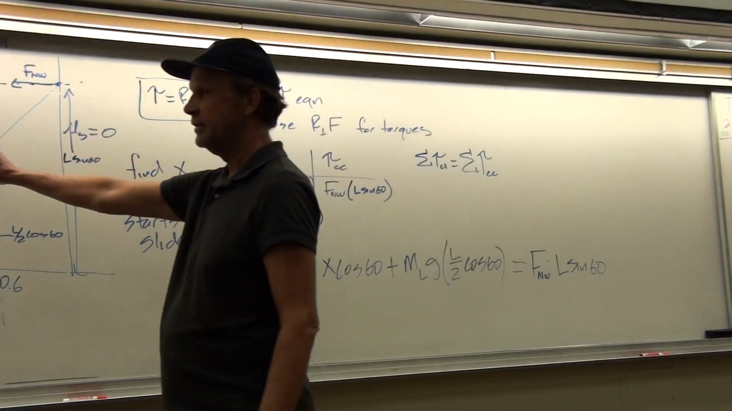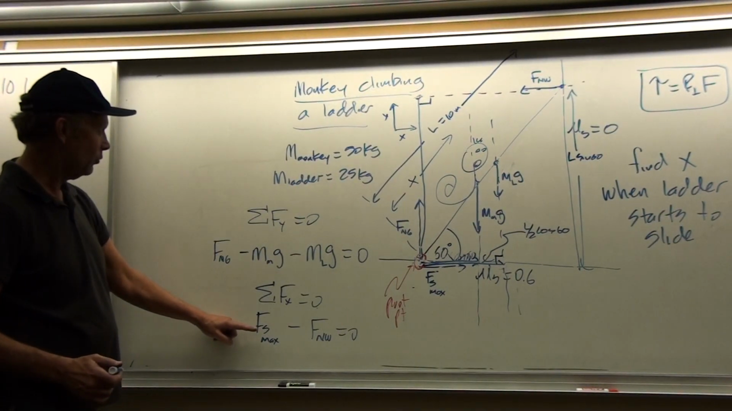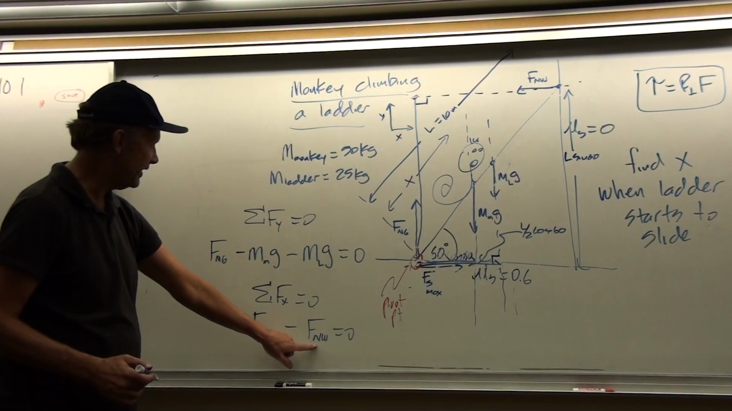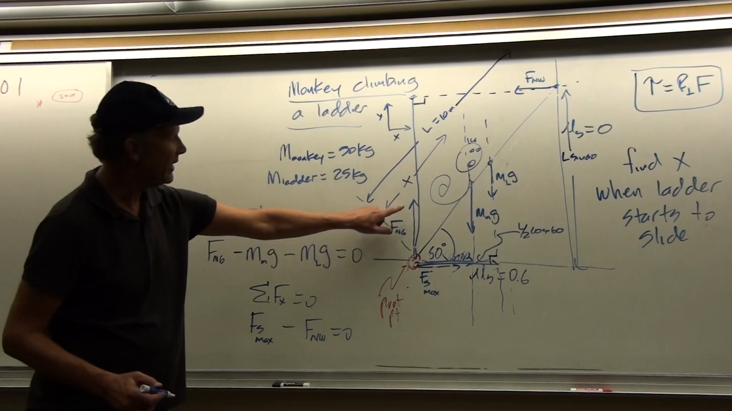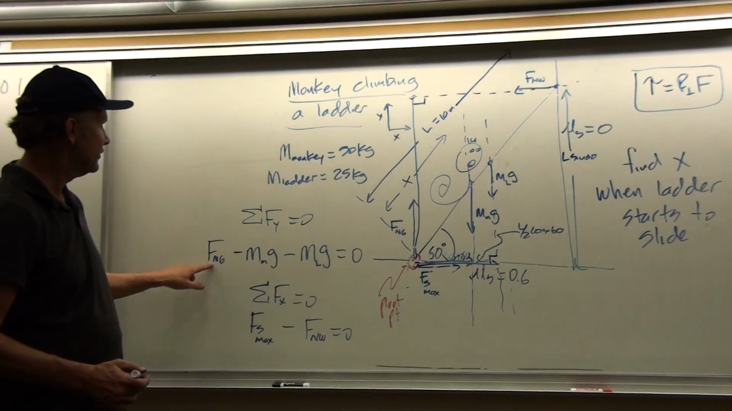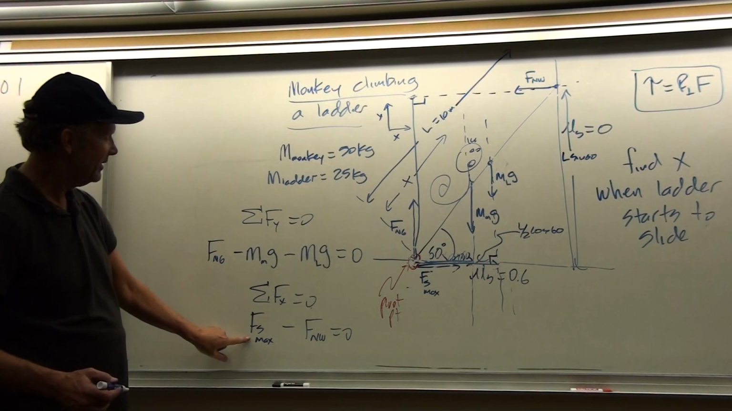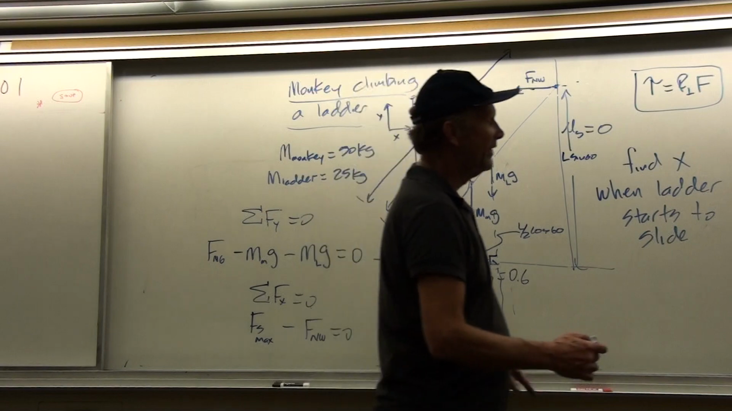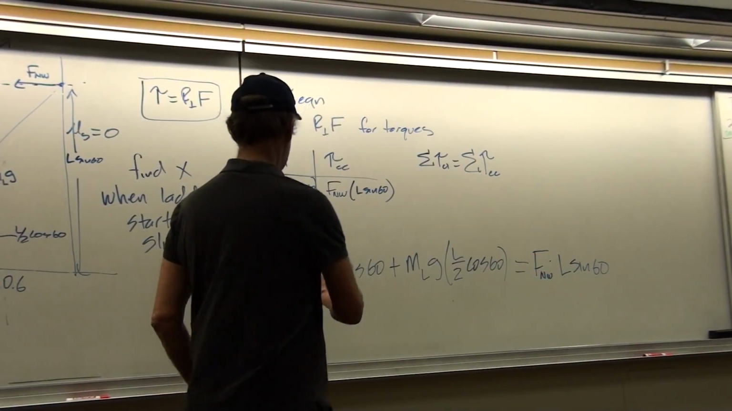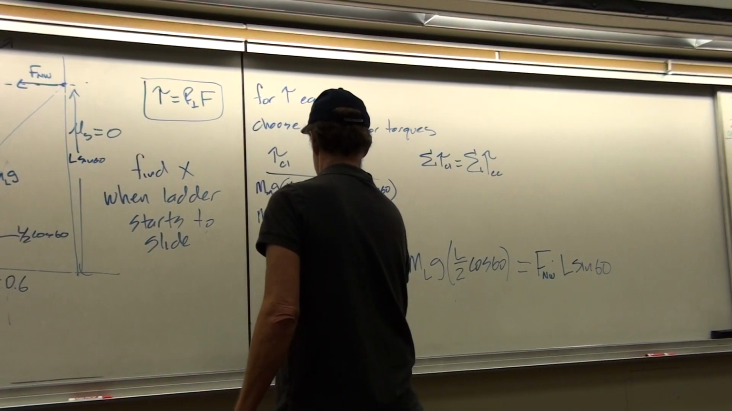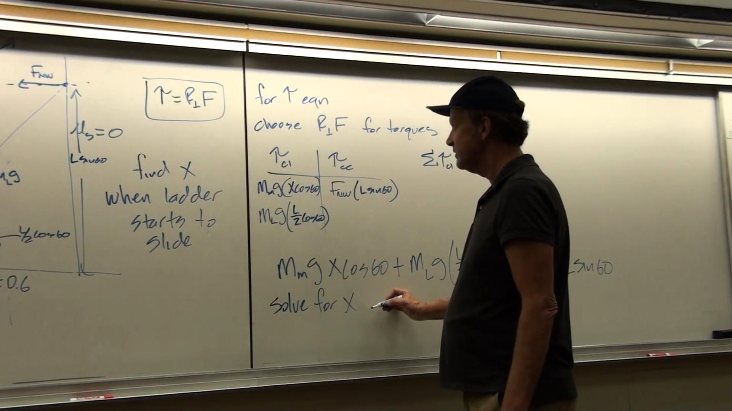Because this is an equation that involves x, it also involves F normal wall. So let's go back over to these equations here. We can get F normal wall from this equation in terms of F static max, but F static max requires F normal ground. So you have to solve this first equation to get F normal ground, plug that into here to get F normal wall. And then you can take that value, plug it in there for F normal wall, and solve for x. So I'd like to leave that as an exercise for you to do.